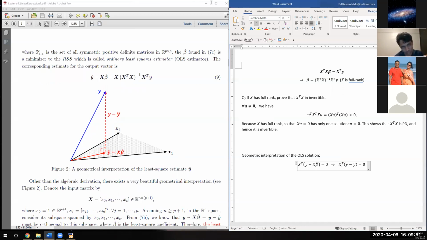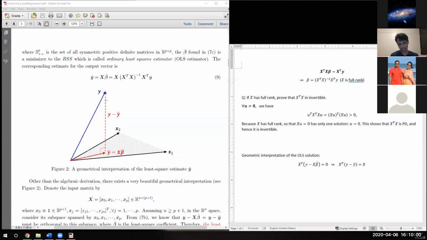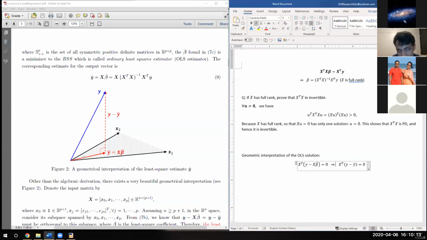It's not going to be, for example, in this way. Let me use another color, say green. It's not going to be in this way. Why? Because this arrow means what?